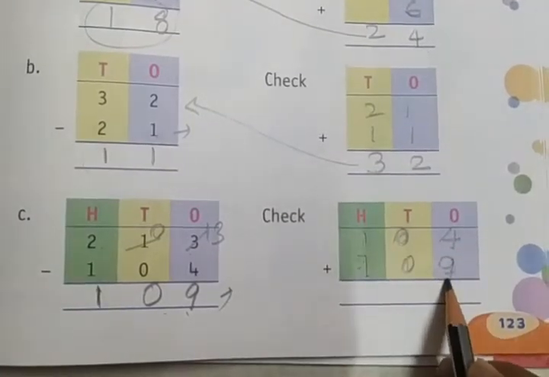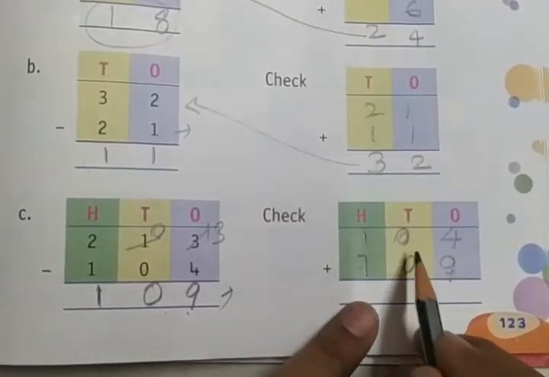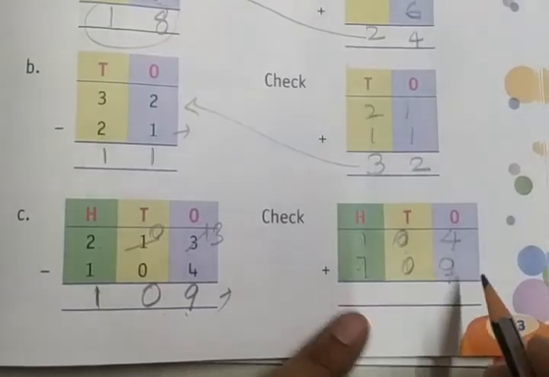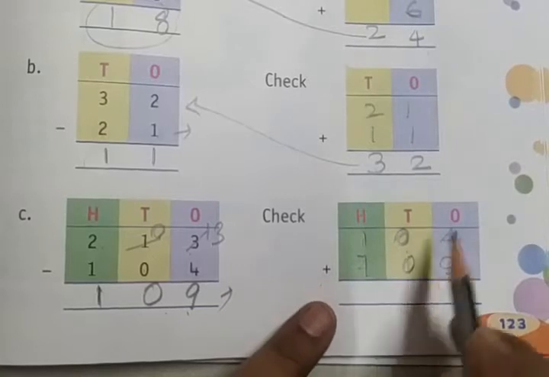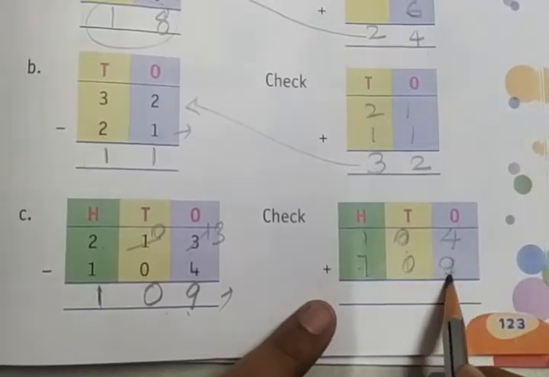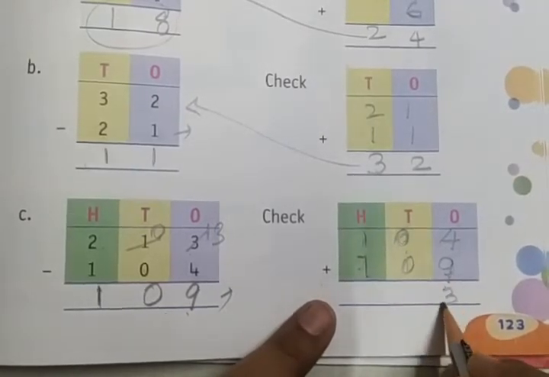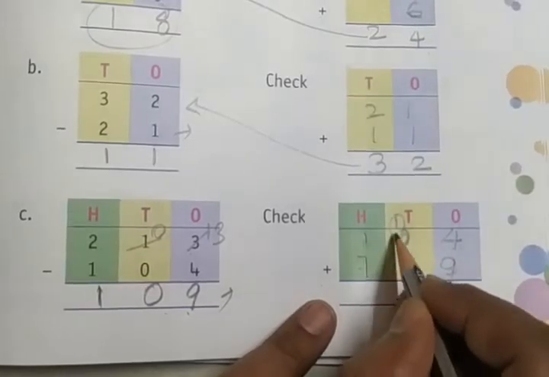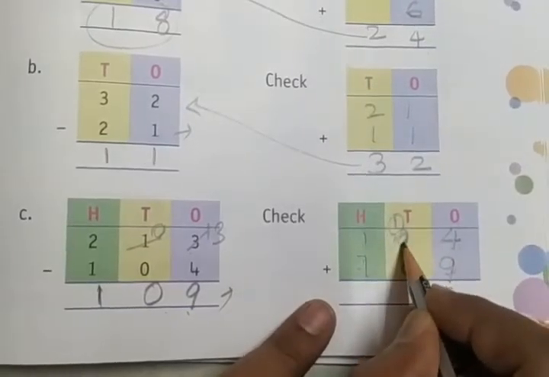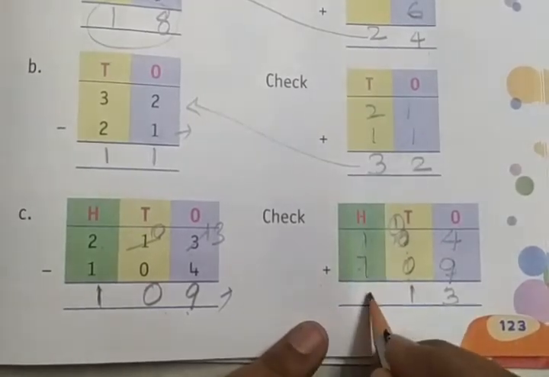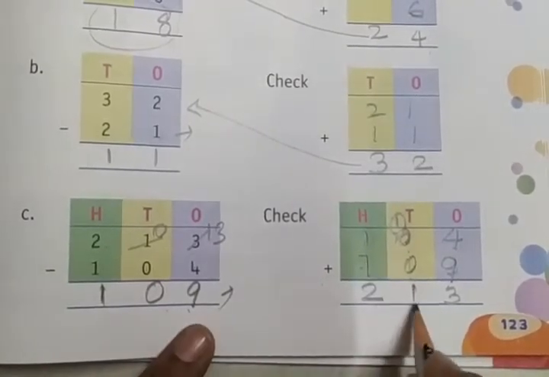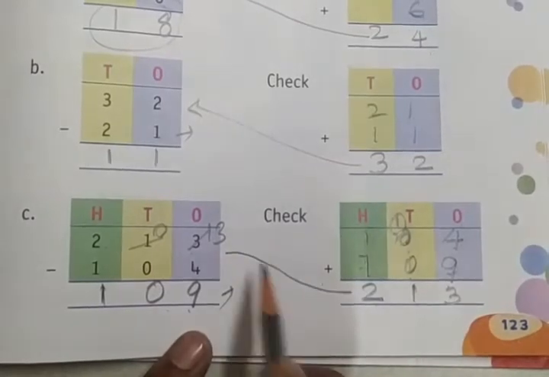4 minus 9 is not possible. Here it is 0. Yeah, so addition. This is called addition. We have to cross check, means we need to go for addition. 4 plus 9 is 13. You have to take carry 1. 1 plus 0 is 1. Again 1 plus 0 is 1 only. Write down 1. And 1 plus 1 is 2. Means 213. This is the answer.